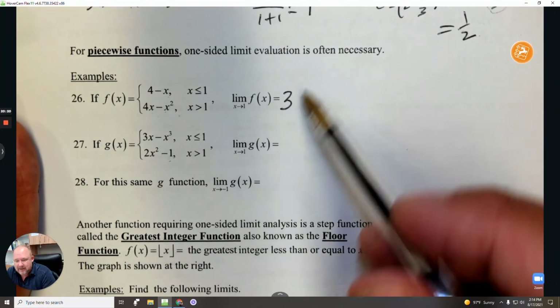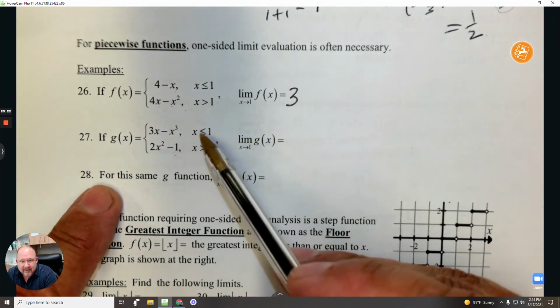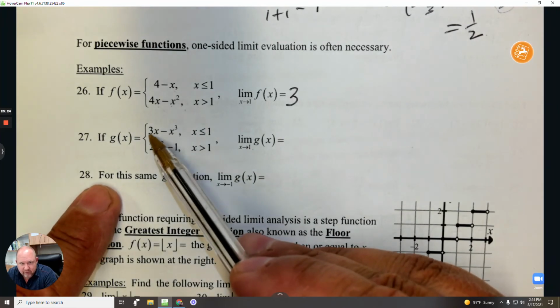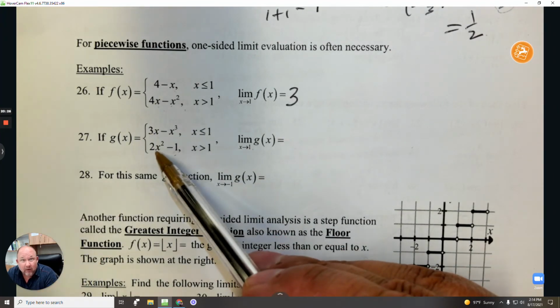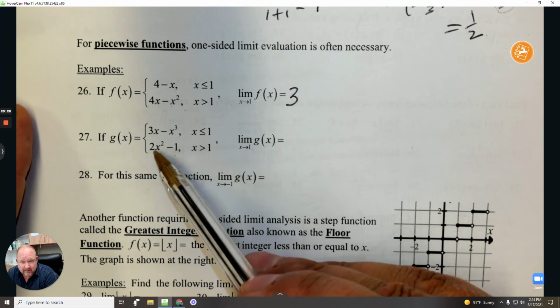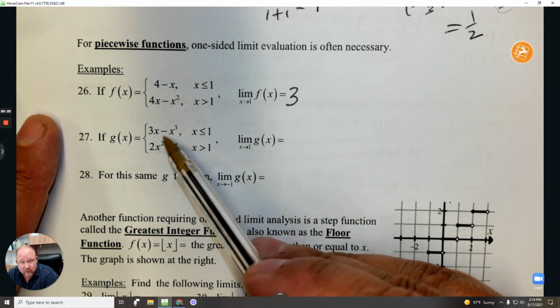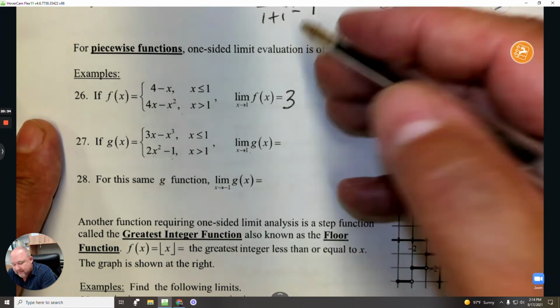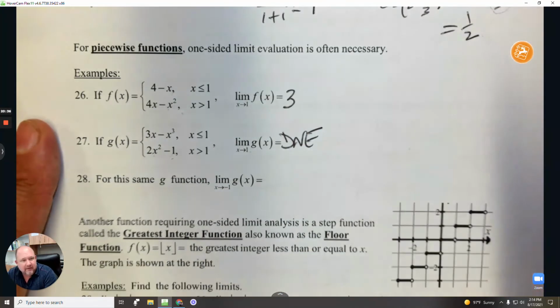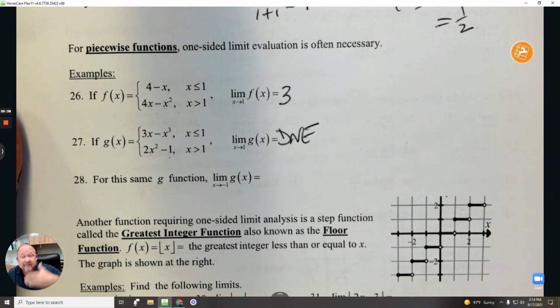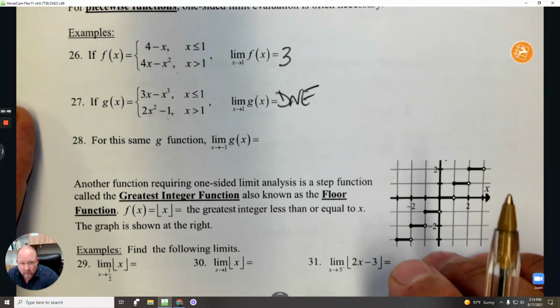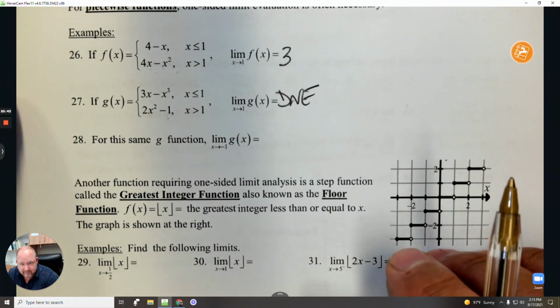If I look at the bottom piece and do the same thing, if I plug 1 into the top, you get 2. If I plug 1 into the bottom piece, careful, you get 1. They're not the same. The top one gave you 2. The bottom piece gave you 1. Because they don't agree, the limit doesn't exist. That means for number 27, there's a jump at 1 because the y values aren't the same.